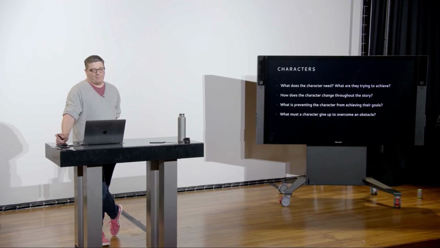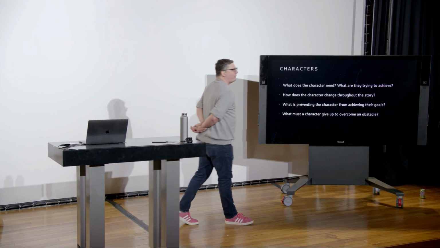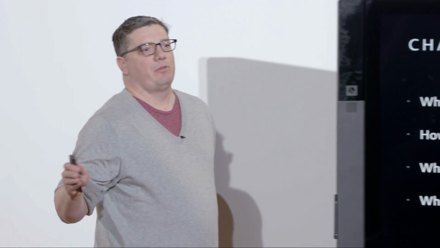The other one is, what must the character give up to overcome this obstacle? If we're talking about how characters transform throughout their story, then at a certain point they have to give up something or change. This weight allows the character to have a dilemma. They have to struggle with this decision: I have to give up X because I want Y. Again, it's building this idea of drama.